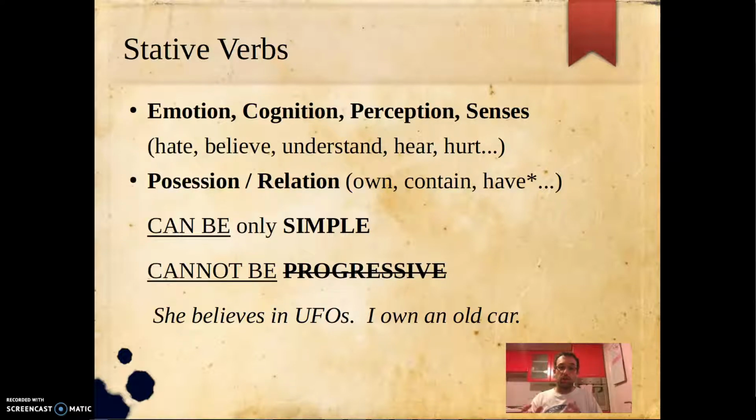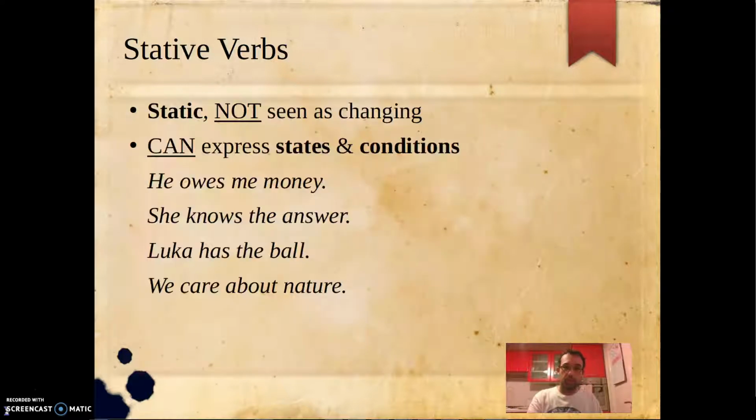So, if you hate chocolate, strange as that may sound, you hate chocolate. You're not going to change your mind tomorrow. Like I said, if you have something, you have it. If you give it to someone else, which is an action, then someone else will have it. Right. She believes in UFOs. I own an old car. Just some examples of stative verbs.